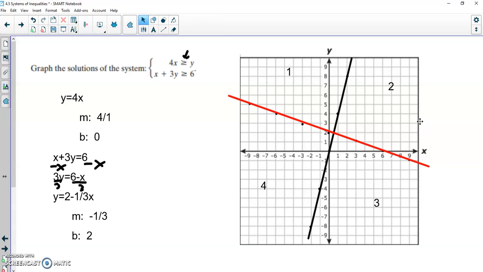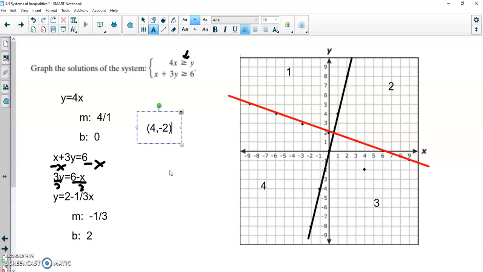So now I'm going to go through and I want to shade one of these 4 regions. That's how I'm going to know which points correctly make this system of inequalities true. So I'm going to choose a point in any of these 4 regions. I'm just going to start off choosing point 4, -2. So I'm looking at this point right here.